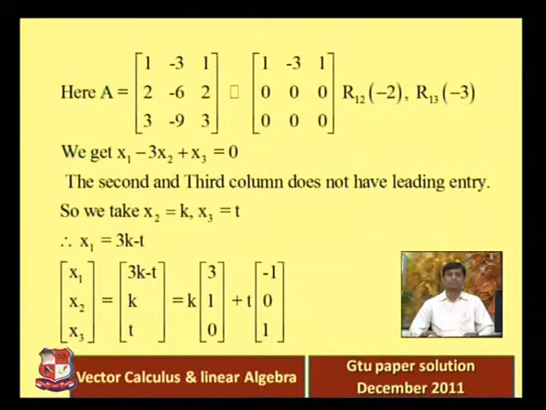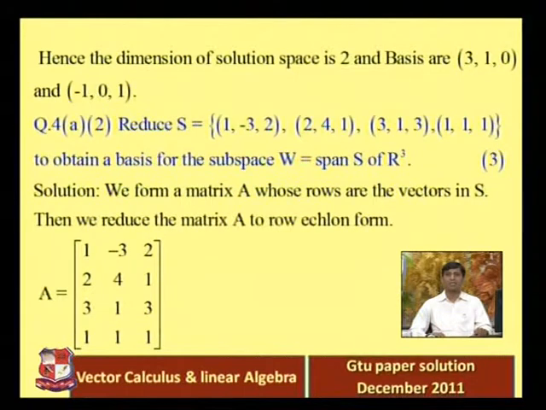So these two vectors, 3 1 0 and minus 1 0 1, are our basis vectors for the solution space, and we have two basis vectors, so that's why the dimension of the solution space is equal to 2. Hence the dimension of the solution space is 2 and the basis vectors are 3 1 0 and minus 1 0 1. So this question number 4a, first question, is complete.